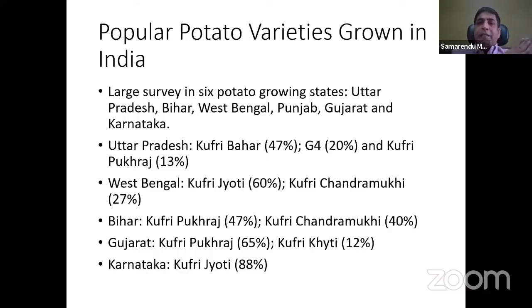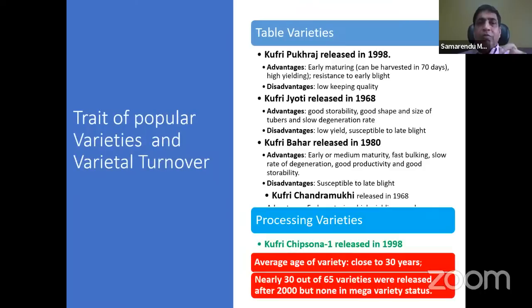So if you look at India, the major potato varieties are Kufri, some of the varieties I have mentioned: Kufri Jyoti, Kufri Bahar, Kufri Chandramukhi. These are the major varieties grown in the major growing states like Uttar Pradesh, West Bengal, Bihar, Gujarat and Karnataka. But what I would like to mention here is that just look at the age of these varieties.